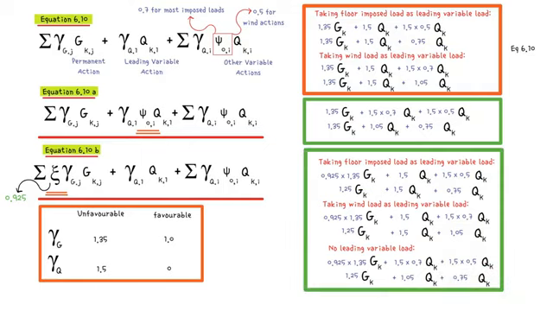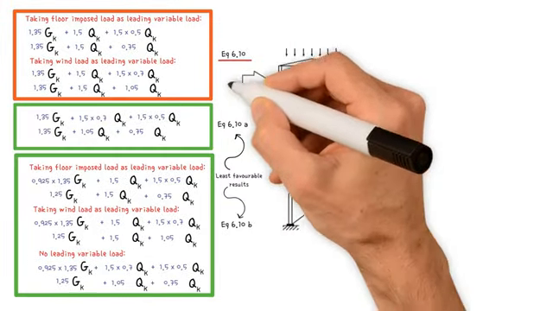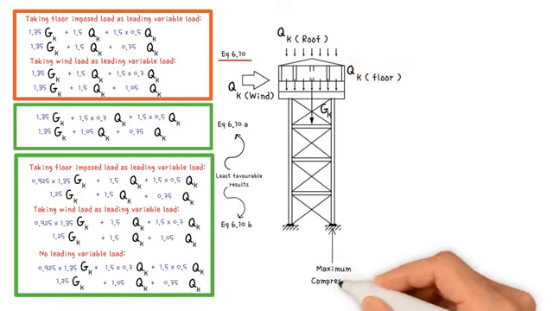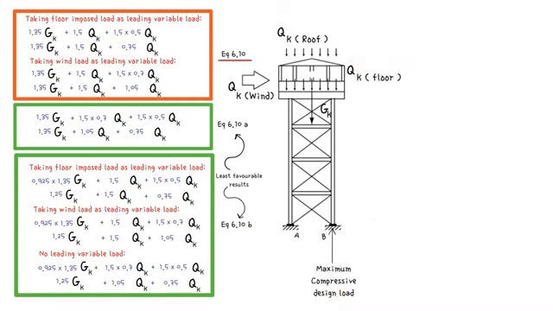Now, you can use either equation 6.10, or option 2, which takes the least favorable results from equations 6.10a and 6.10b. Let's now take a simple example. Consider the forest fire observation tower with wind blowing on the side. To obtain the maximum compressive design load in the support leg at B, three load combinations should be checked, and the larger value used in subsequent design calculations.